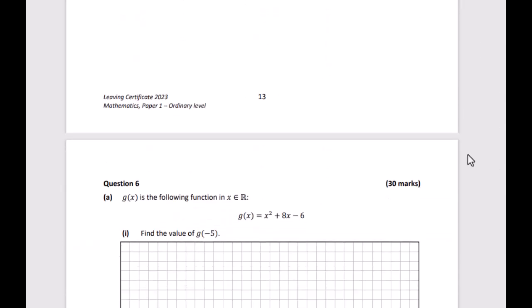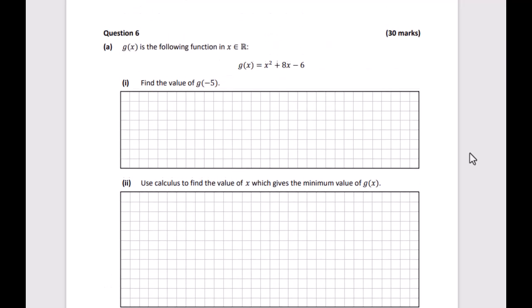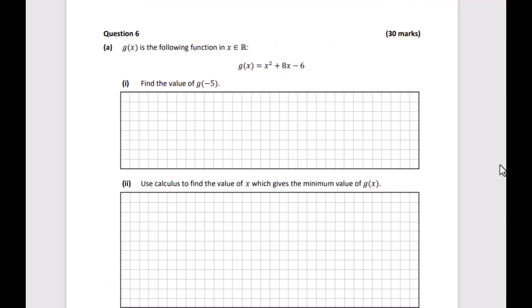Okay, so let's move on to question 6 then. g of x is the following function, x squared plus 8x minus 6. Find the value of g of minus 5. So all you've got to do is put minus 5 in there. So minus 5 squared plus 8 times minus 5 minus 6. So 5 5's are 25, minus times minus is plus, 5 8's are 40, plus times minus is minus, and minus 6 as well. That gives a total value of minus 21.